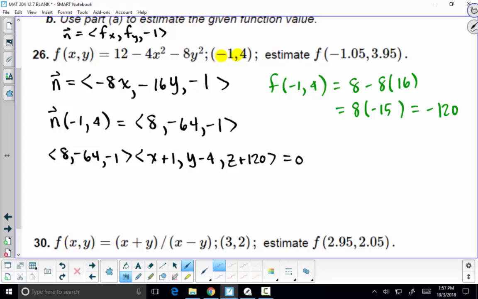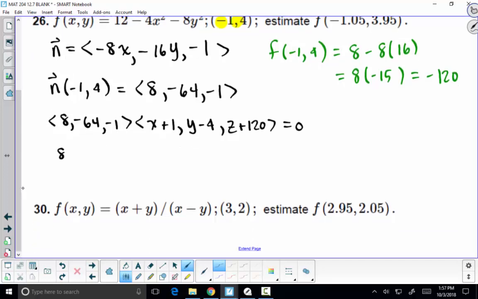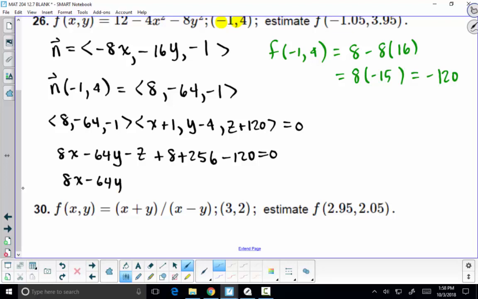Yeah, sorry. Okay, so then our tangent plane, 8x minus 64y. I'll just focus on these guys first, then we'll do all the constants at once. So then we have 8, and then minus 64 times minus 4, so that's plus 128 twice, 256. And then minus 120 equals 0. So we have 8x minus 64y minus z. Let's just combine all these constants. So it's 144. 144 total, thank you.